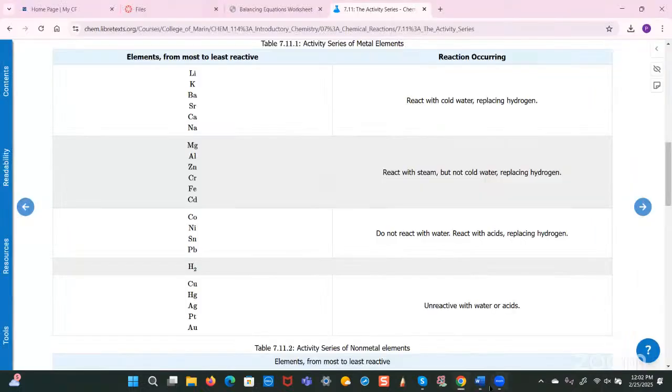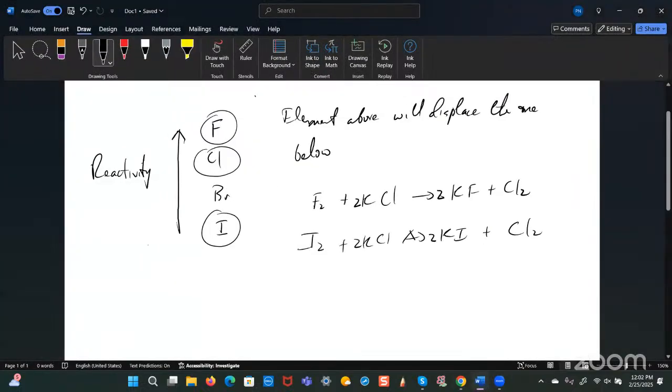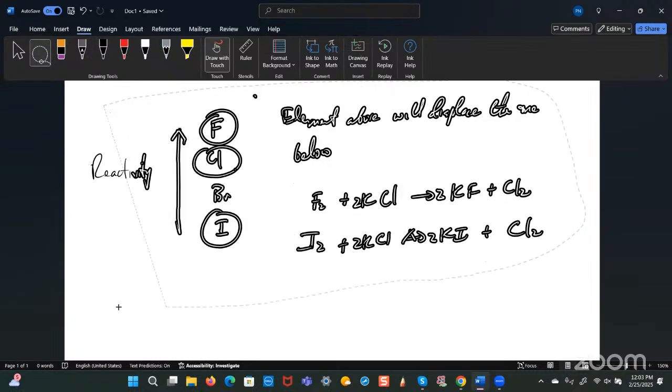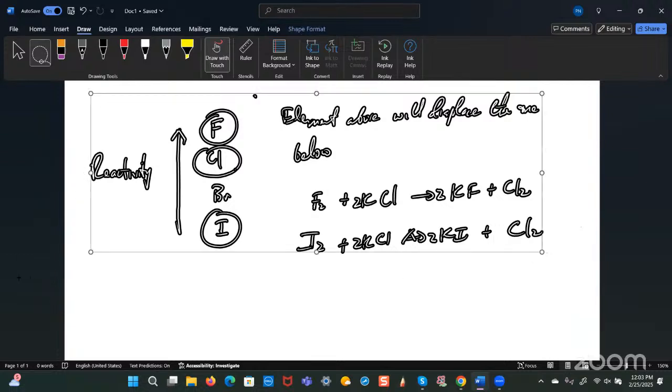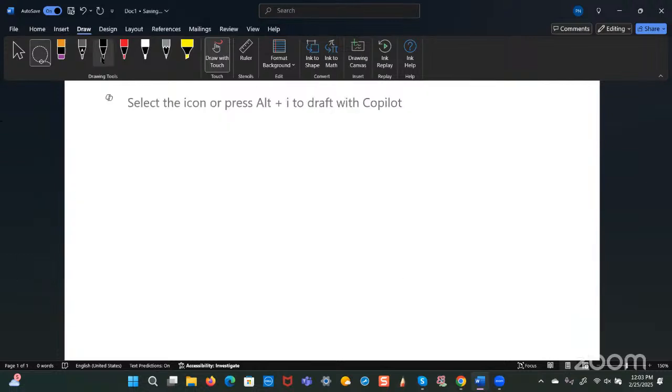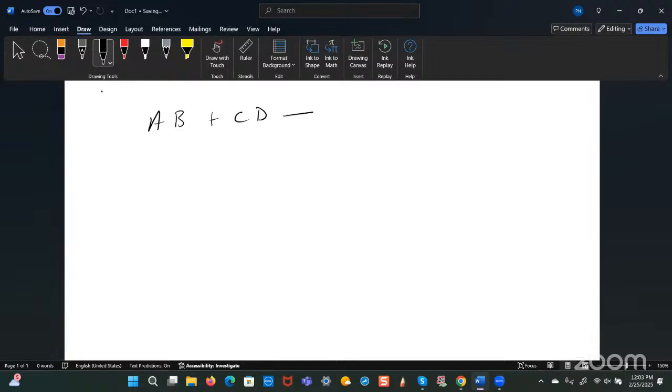Now, we have dealt with single displacement, combination, and decomposition. Then we have a fourth category of reactions known as double displacement reactions. Let me give you an example of that. Well, let me give a hypothetical example first. Let's say you have AB reacting with CD. This takes place usually with ionic compounds.